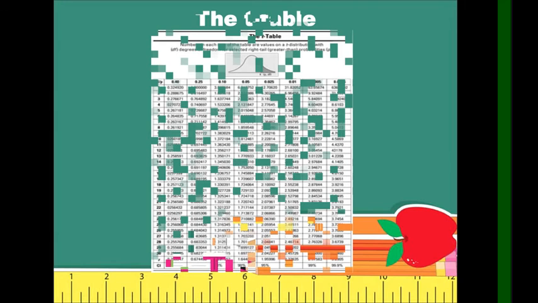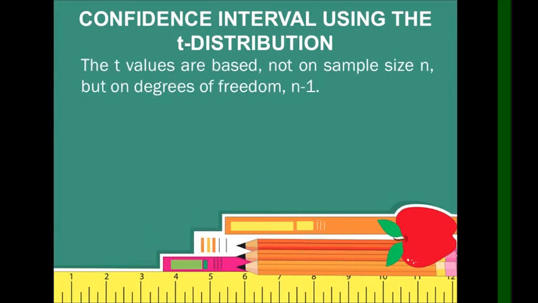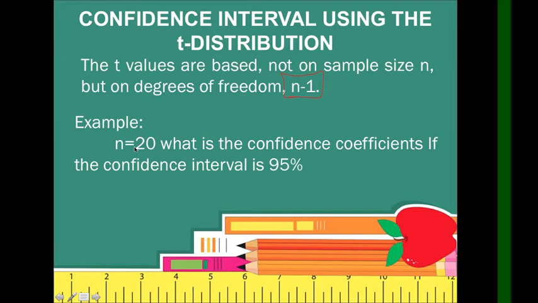Now let's continue. We will use the t-test table for this. The t values are based not on sample size n, but on degrees of freedom. The formula for the degrees of freedom is n minus 1. Example, n equals 20. What is the confidence coefficient if the confidence level is 95%?